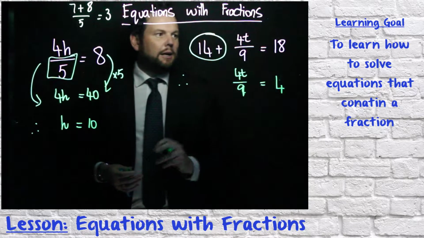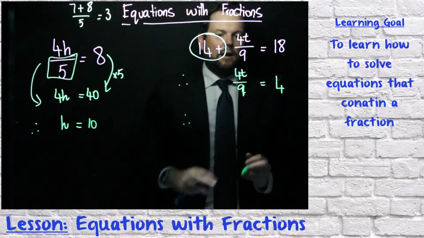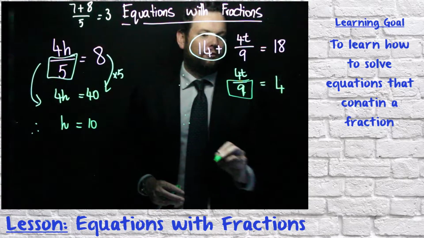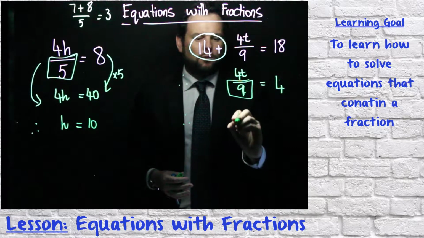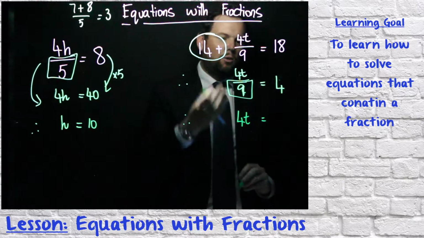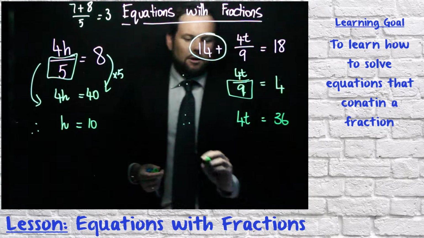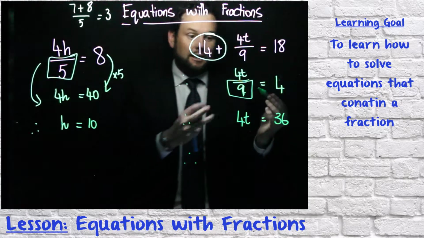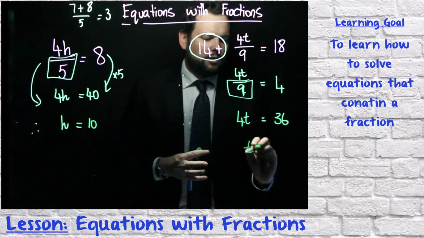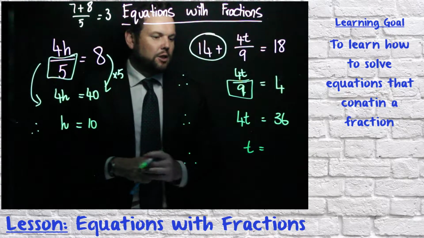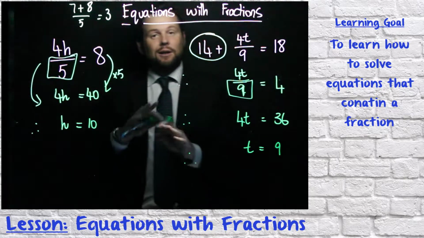Now that we've done that, we can just do exactly what we did over here and tackle the bottom of our fraction, which is the divided by 9, and we need to multiply both sides by 9. So when we multiply the left-hand side by 9, we're left with just 4t, and then 9 times 4 gives me 36. All right, and then our last step, we obviously have it times by 4, so we divide both sides by 4. So once I divide 4t by 4, I'm left with just t, and 36 divided by 4 gives me 9. So that's basically it.